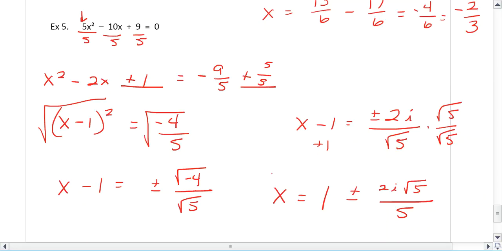So a ton of steps there. This video might be good to watch a couple times and make sure we get all these steps. It's taking everything together and putting it into one problem.